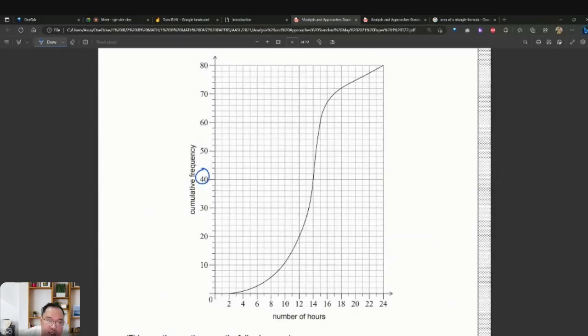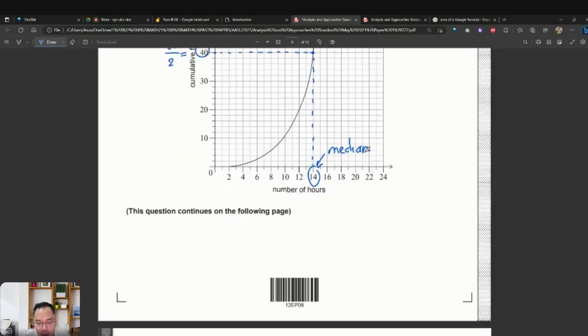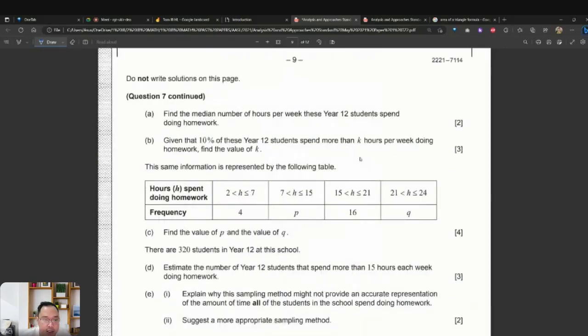Because there are 80 students in total, half of 80 is 40. You need to take the value 40 here, right in the middle, and draw a dashed horizontal line to the cumulative graph and find the intersection point here. That intersection point is associated with this value 14. So the 14 here is the median. And you just need to write that answer. The median Q2 is the 40th number, which is 40.